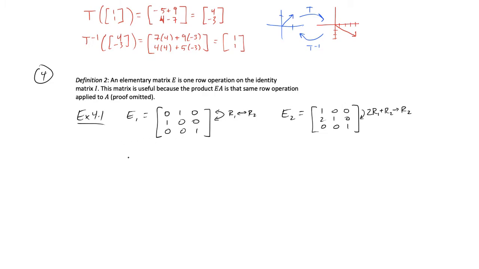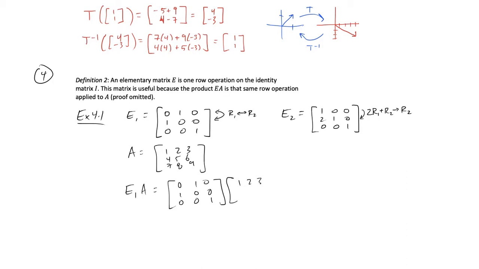Okay, so now let's just make up an A. We'll do 1 2 3, 4 5 6, 7 8 9. And we'll justify this claim that the product E and A is going to do this same row operation to A. So let's consider E1 times A. So 0 1 0, 1 0 0, 0 0 1 times 1 2 3, 4 5 6, 7 8 9.